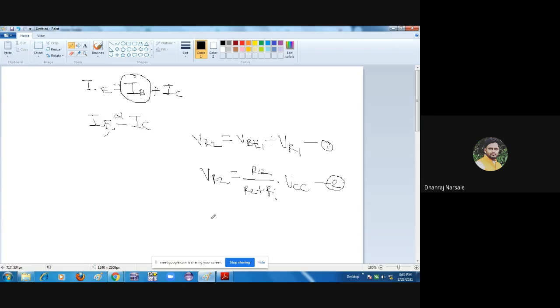The left side is equal. So what will our final equation be? Let us do it like this: R2 divided by R1 plus R2 is equal to VB1 plus VRE1. Actually it is VRE1, VRE1 divided by VCC.